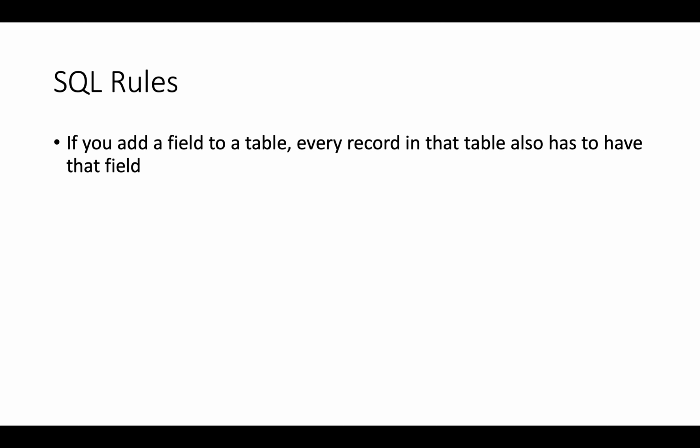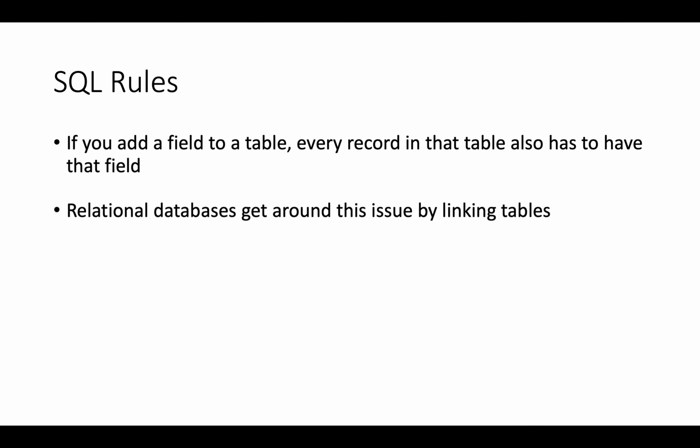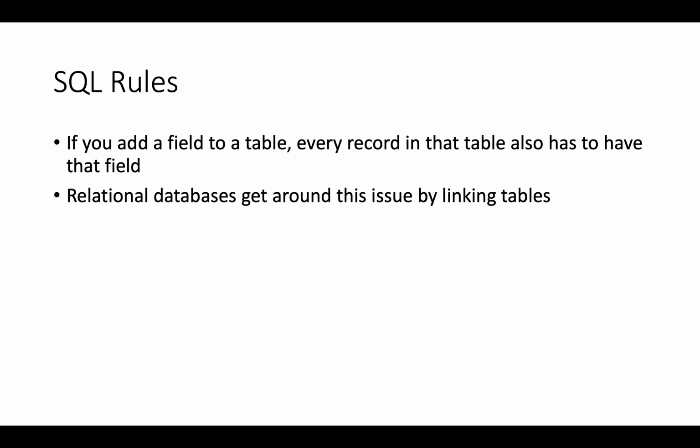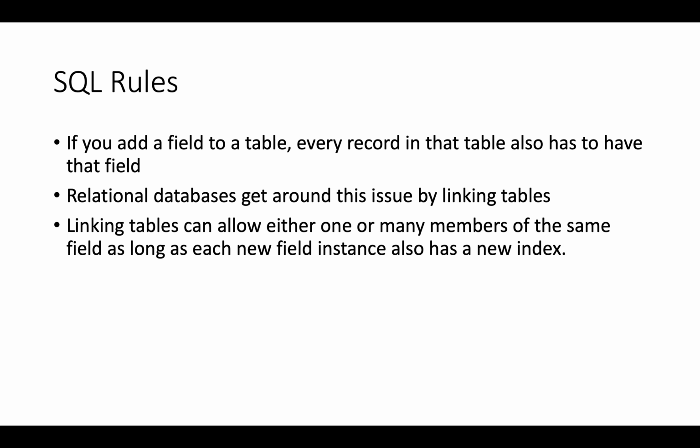If you add a field to a table, every record in that table also has to have that field. This is true even if the field is empty for that particular record. Relational databases can get around this issue by linking tables and using a one-to-many relationship or a many-to-many relationship. Linking tables can allow either one or many members of the same field as long as each new field instance has a new index.